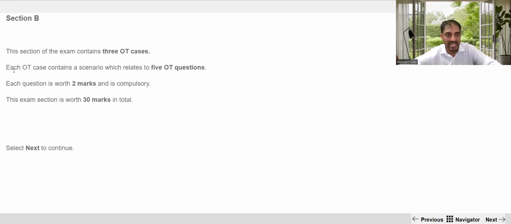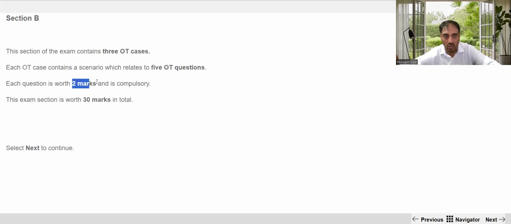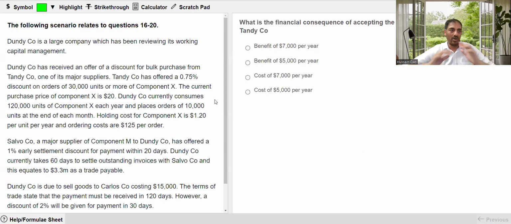You know very well that this section of the exam contains 3 OT cases, and each OT case contains a scenario related to 5 OT questions, and each OT question is worth 2 marks. So let's start with case-based OT questions. Now come on.